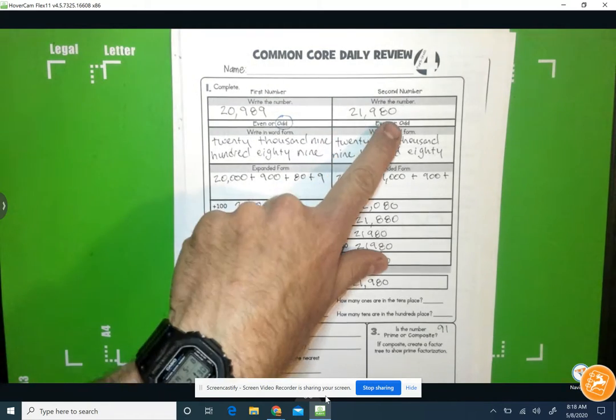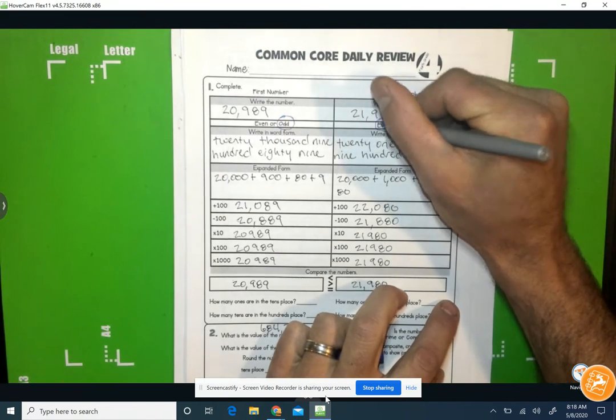Now I'm looking at 21,980. I see a 0 in the ones place. Anytime the digit 0 is in the ones place, we can be sure that this number can be broken in half, divided by 2 evenly. So therefore, it makes the number even.